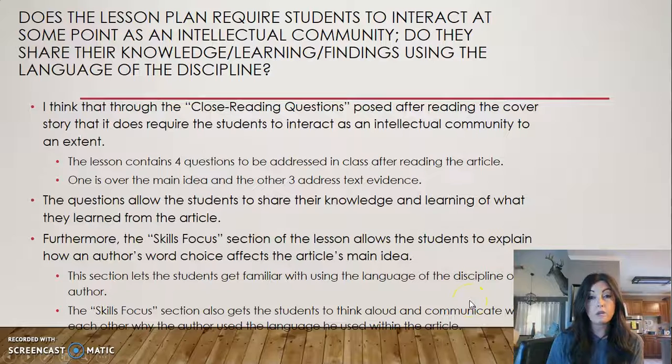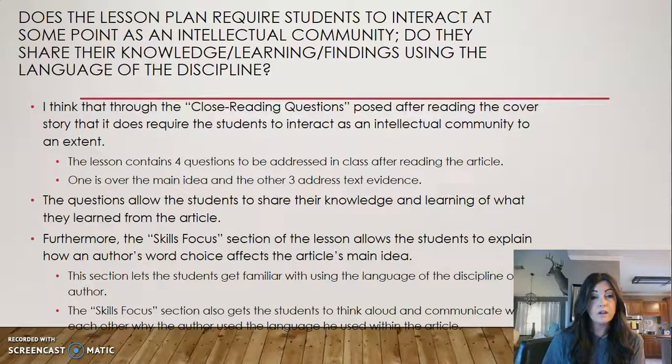I think that through the close reading questions posed after reading the cover story, it does require the students to interact as an intellectual community to an extent. The lessons contained 4 questions to be addressed in class after reading the article. 1 is over the main idea, and the other 3 address text evidence. The question allows the students to share their knowledge of learning and what they learned from the article.